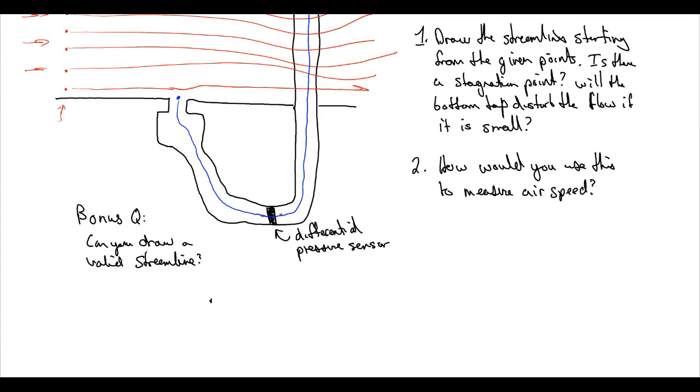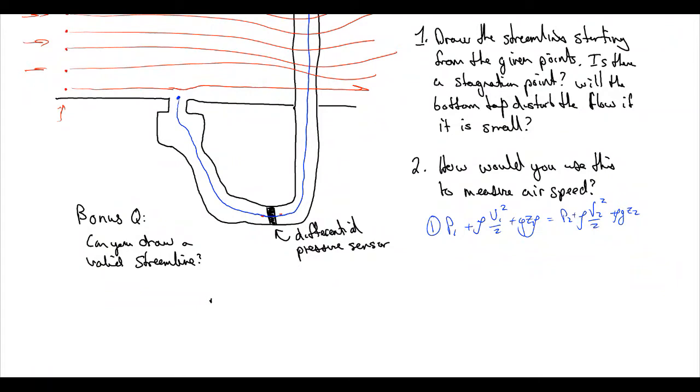So what we're going to do now is write Bernoulli's equation for this. We're going to say that P1 plus rho V1 squared over 2 plus rho g Z1 is equal to P2 plus rho V2 squared over 2 plus rho g Z2. Awesome. So we're going to have to assume some things.